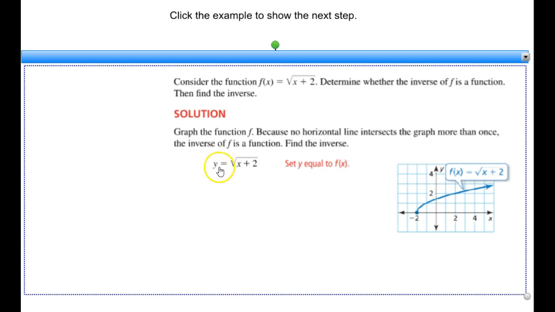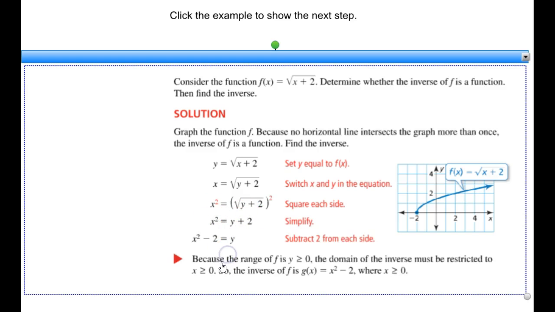So I substitute my y for my f of x. I change my x and y. Then I square both sides because I'm solving for y. Then I simplify that and I subtract 2. Because my range is y is greater than 0, the domain of my inverse function is going to be restricted, so x has to be greater than 0 as well. I have to keep that in mind when I'm looking at inverse functions: my restrictions on the domain and range.